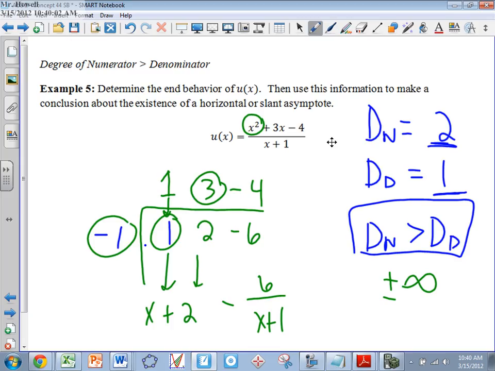Now, why is 6 going to be in the remainder? Because remember the last thing that was here? If this turned out to be a 0, we said it was a root. If it wasn't a 0, we called it a remainder. That's your remainder right there.